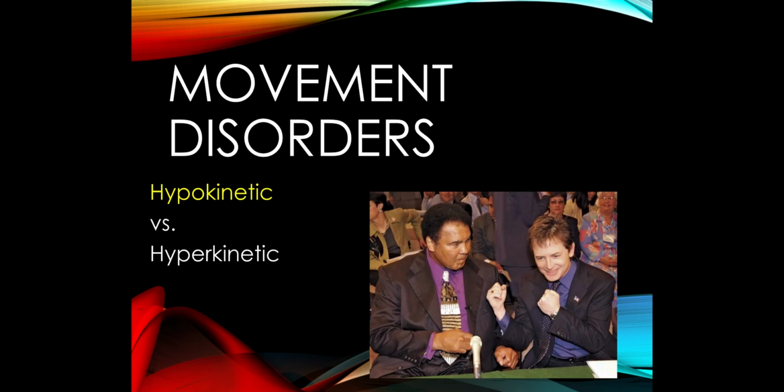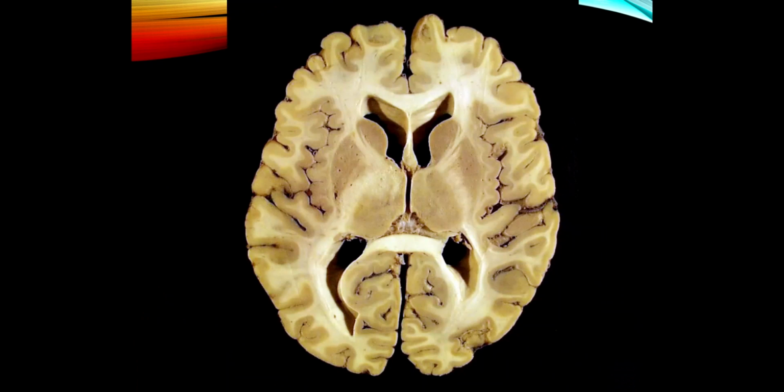All right, so just a couple well-known individuals here with Parkinson's disease, a relatively common condition, so quite a few well-known individuals have developed this condition. So first, let's review a little bit of the neuroanatomy of the basal ganglia.